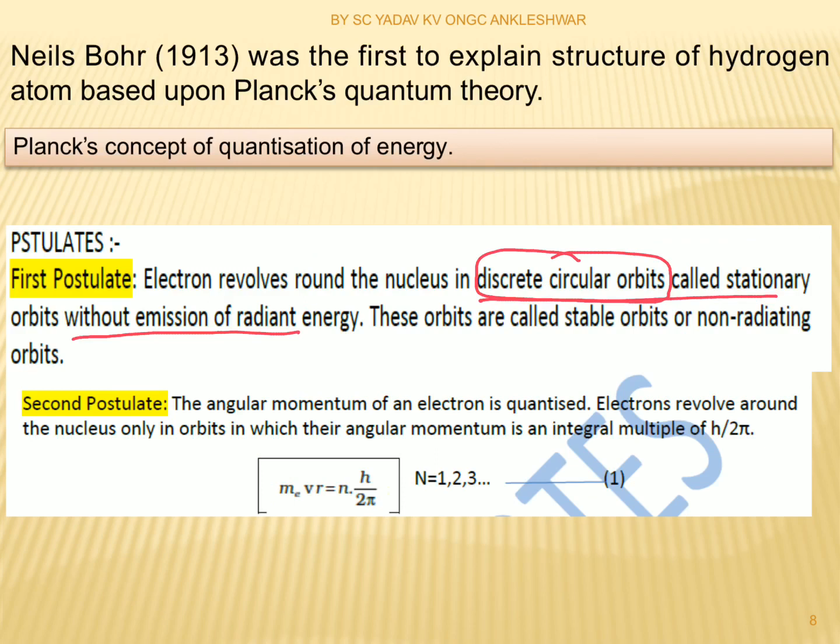So what was the postulate? The second postulate is going to be very important. All the orbits are not possible. All the energy states around the nucleus are not possible.